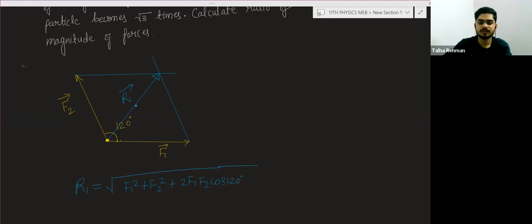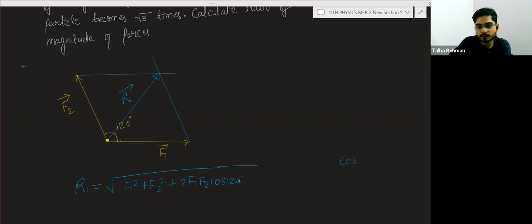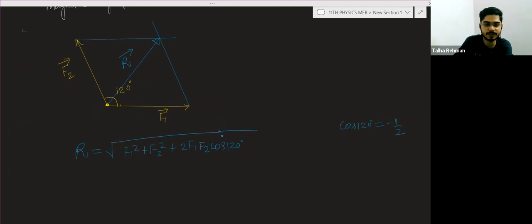It's fine now. I can write this formula: magnitude of F1 square plus magnitude of F2 square plus 2 F1 F2 cos 120 degree. And the value of cos 120 degree is minus 1 by 2.